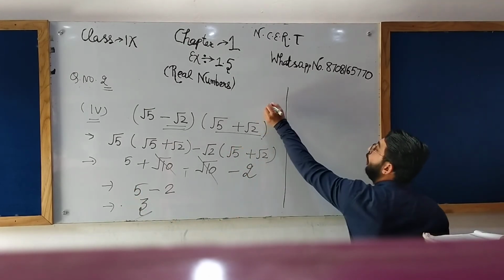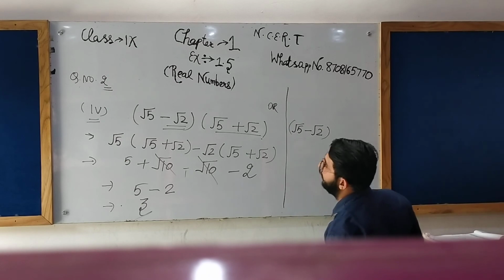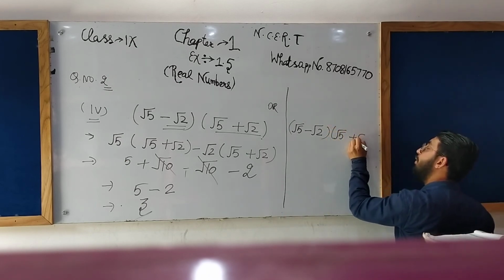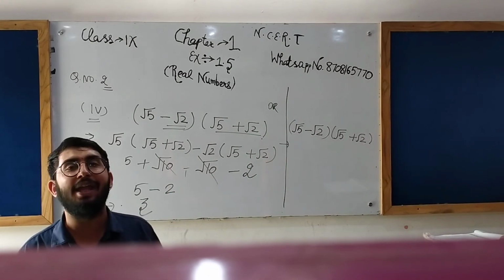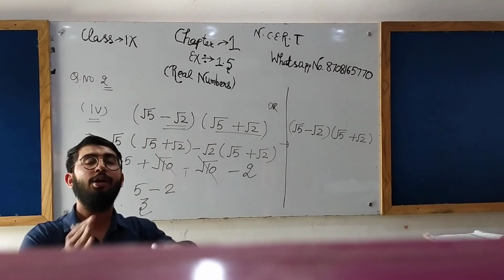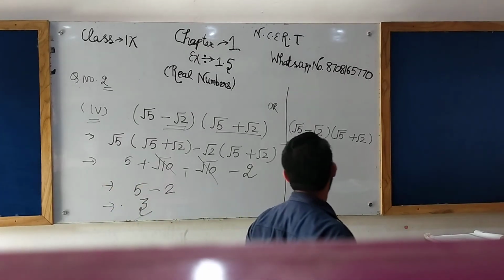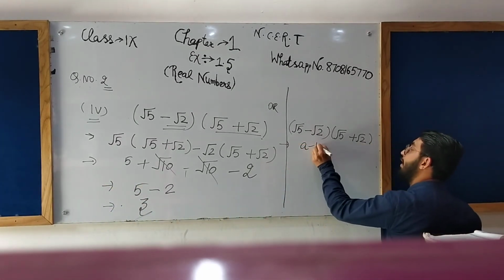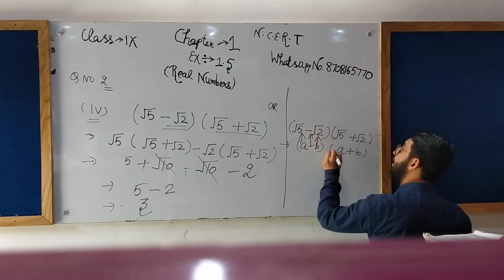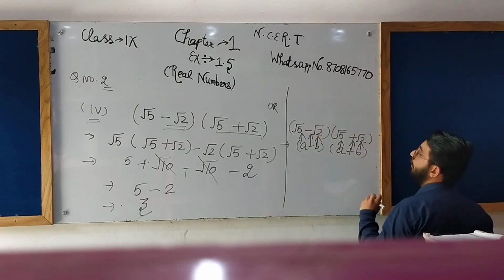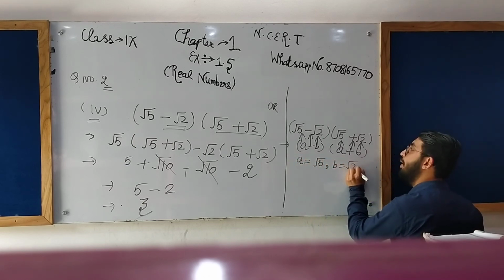Alternative solution to this question. Watch properly. Root 5 minus root 2, root 5 plus root 2. Here both factors are the same, the difference is only of sign. Root 5 is there, root 2 is there in both, but the sign is different. So we can apply the identity (a minus b)(a plus b), where a is root 5 and b is root 2.